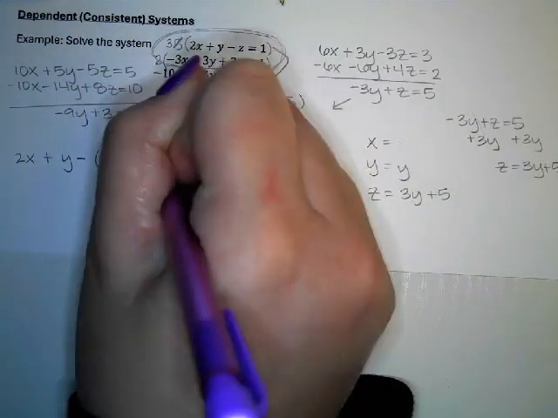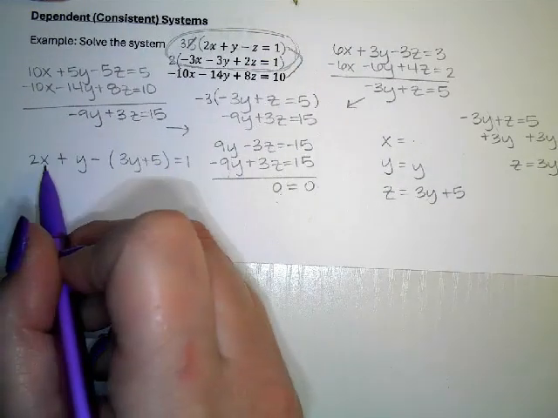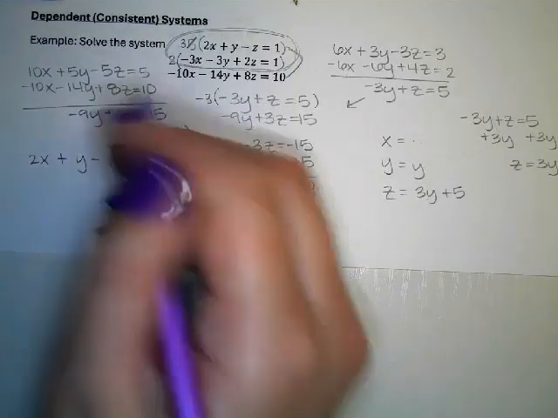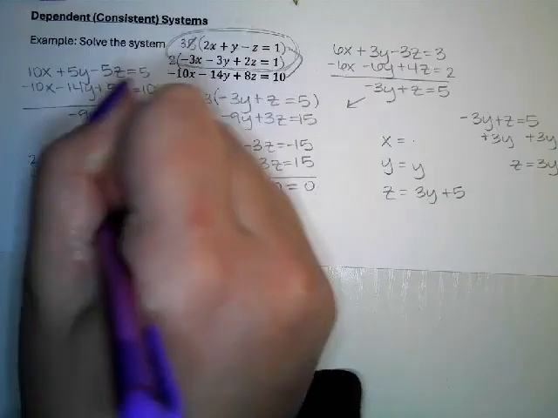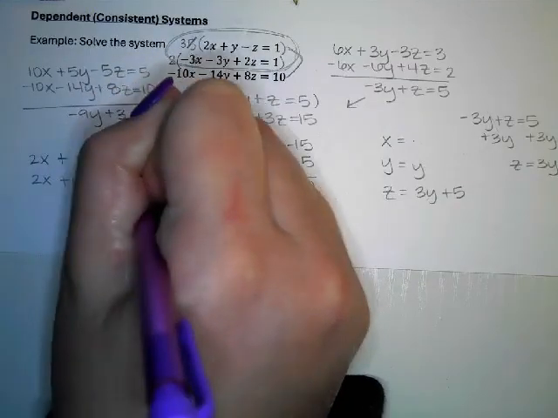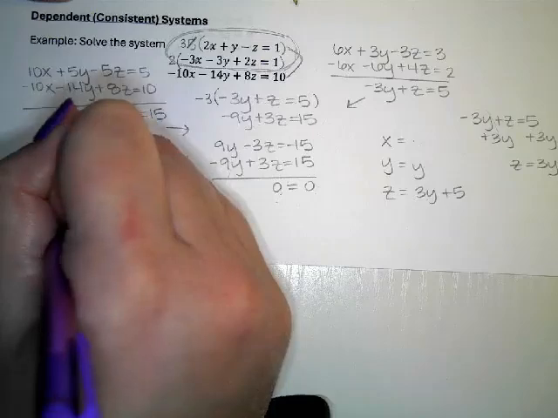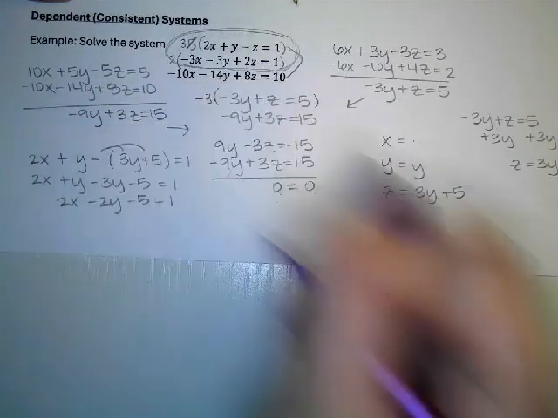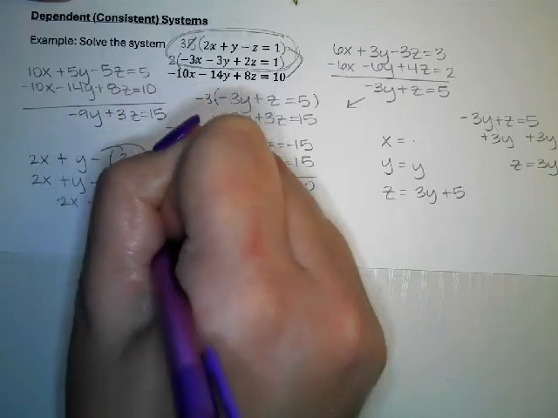Okay, and my goal is to solve for x, and the x should be written in terms of all the y's. So 2x plus y minus 3y minus 5 equals 1. 2x minus 2y minus 5 equals 1. So I'm going to get the x alone on the left side by just moving everything else to the right.